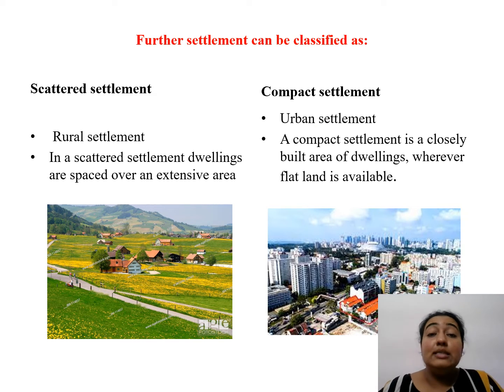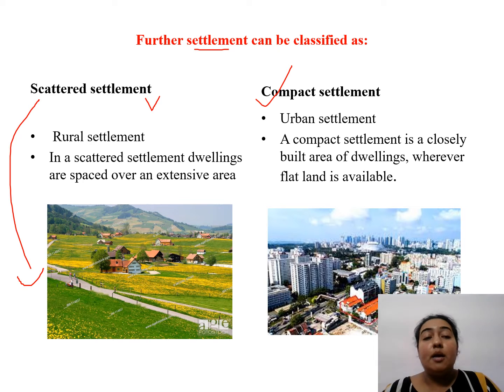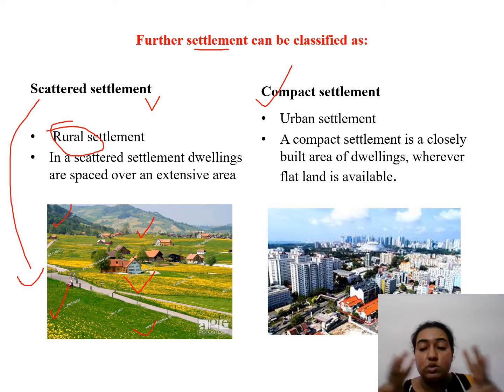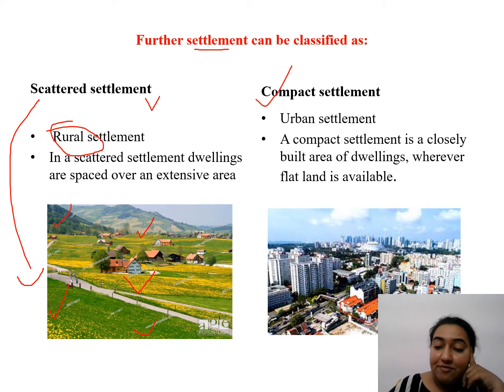Now, further settlement can be classified into scattered and compact, which we have already discussed. Now this image is a perfect example of scattered, because rural setting is there. We can see how we can have greens, open areas, mountains are also visible. We can see forests are also there. Then we can see that there are houses, they are not very much closer, they are having good amount of distance between them. So these things are found in rural settlement, especially in villages.